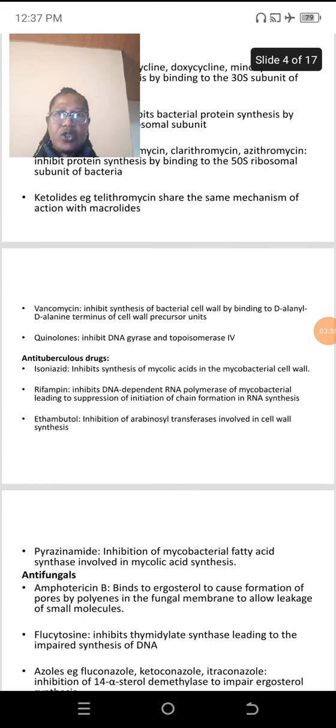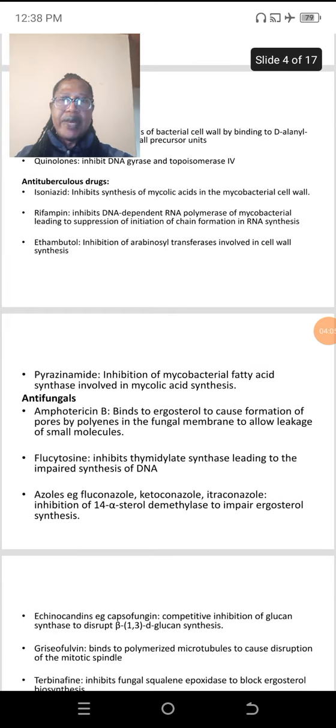For antituberculous drugs, isoniazid inhibits synthesis of mycolic acids in the mycobacterial cell wall. Rifampin inhibits DNA-dependent RNA polymerase of mycobacteria, leading to suppression of initiation of chain formation in RNA synthesis. Ethambutol, on the other hand, causes inhibition of arabinosyl transferases, which are involved in cell wall synthesis. Pyrazinamide causes inhibition of mycobacterial fatty acid synthase, which is involved in mycolic acid synthesis.